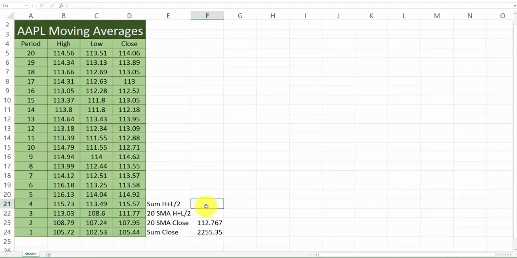So let's take the sum of that. I'm going to sum up all these prices, and of course we have two different sets of values, so we have to divide them by 2.